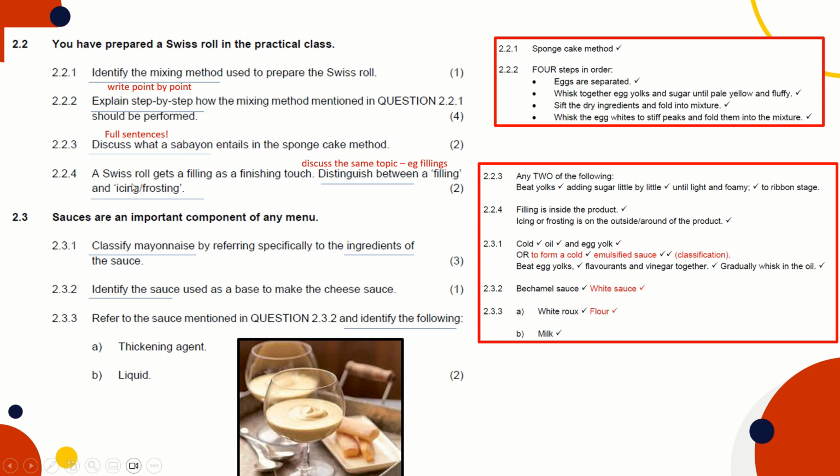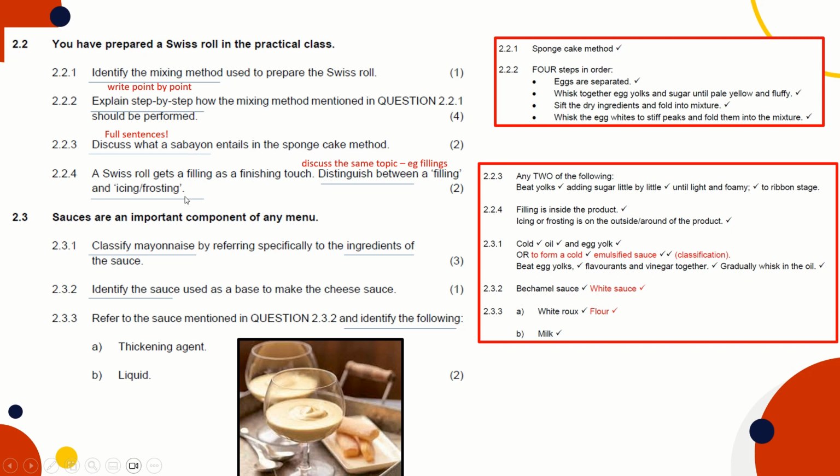The next question is, discuss what the sabayon entails in the sponge cake method. Now here you need to know what is the meaning of the term sabayon. The correct answer to this question is, it is where you beat the egg yolks and you add the sugar little by little and you beat it until it's light and foamy. You need to beat it up to the ribbon stage. For 2 marks, 2 of these things that I've just mentioned need to be in your answer.